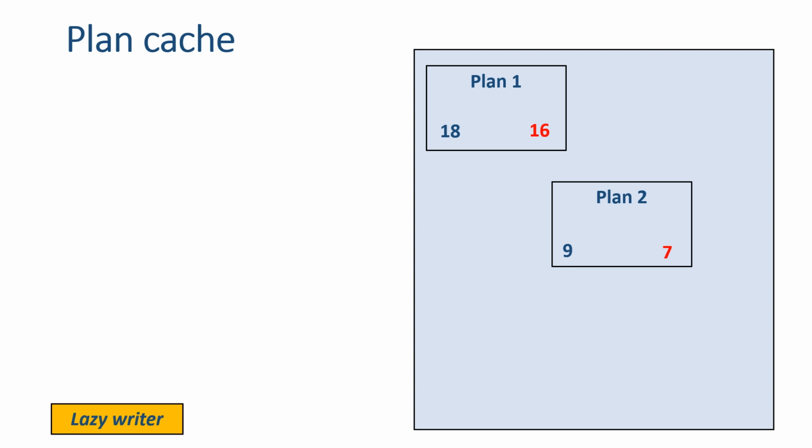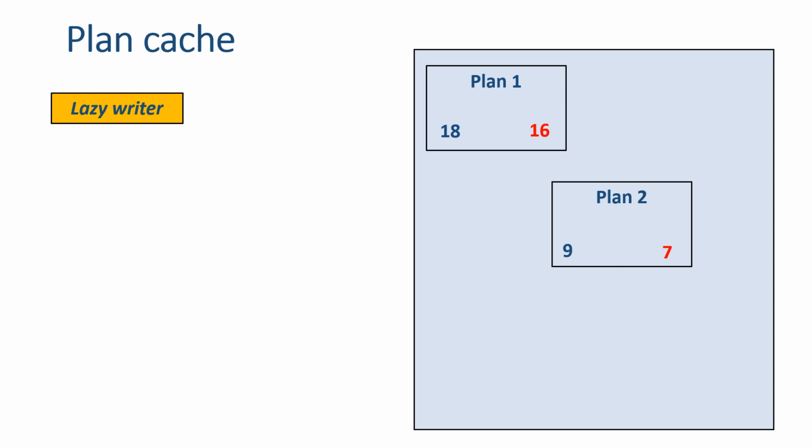In the very next moment, the lazy writer will kick in again to see if there are any least recently used execution plans. Right now, plan 2 will be used. So it will increment the complexity countdown value for plan 2 back to its original value, which is 9. So that's how the lazy writer and ghost cleanup work for the plan cache.